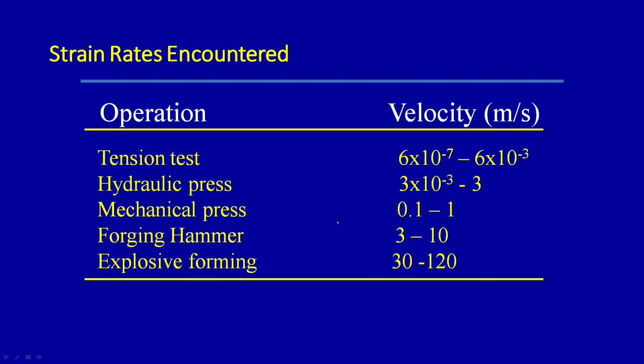So now to give you values of strain rate, the tensile test uses strain rate of about 10 to the minus 7 to 10 to the minus 3, hydraulic 10 to the minus 3, and explosive forming can use high strain rate. So we will talk about much of the strain rate in the next part of the lecture, where we will discuss how the strain rate is going to affect many operations.